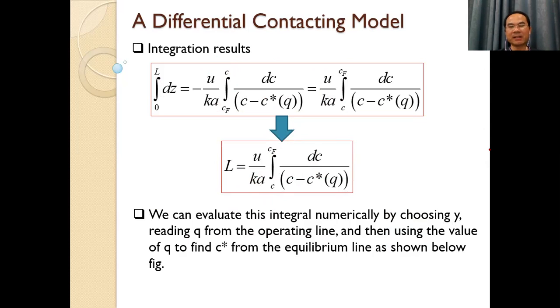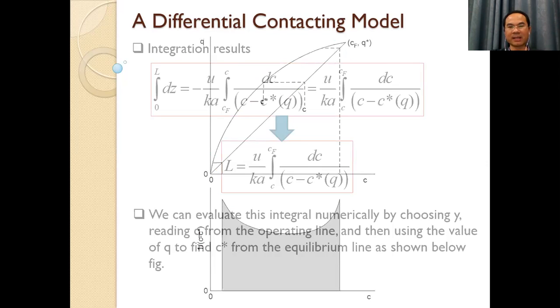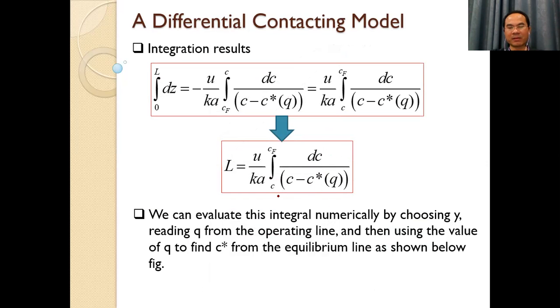So you can estimate the length or the height of the column if you know the equilibrium relationship. You can solve it by integral if you know the data or analytical data. If you know Q, you know C star. If you know the operating line, you know the equilibrium line. You can plot 1 over C minus C star against C, and integrate from C to Cf.